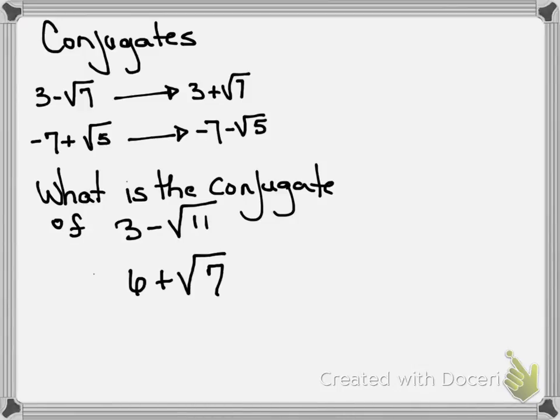So, what is the conjugate of 3 minus the square root of 11? What is the conjugate of 6 plus square root of 7? You should be able to tell me what those are. Alright. You should end up with 3 plus square root of 11 and 6 minus the square root of 7. Alright? So let's see how we can use conjugates, how it comes into play really.